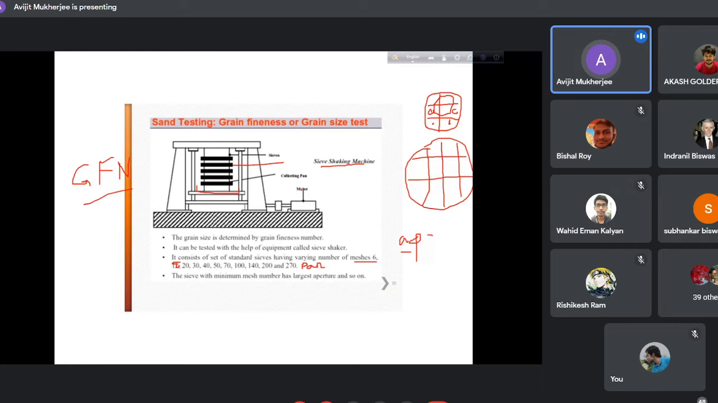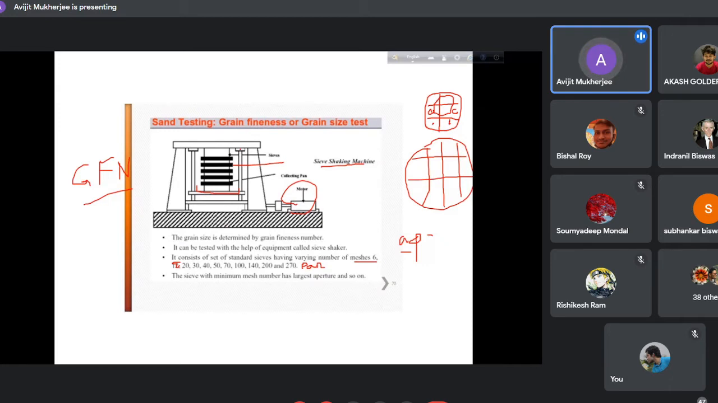So there is a motor. You just observe here. There is a motor. By virtue of this motor, the total arrangement can be vibrated for some time. So vibrate thoroughly. Vibration means you are ensuring that no particles are stuck in different trays. So after say 15 minutes of shaking thoroughly, all these trays can be collected.